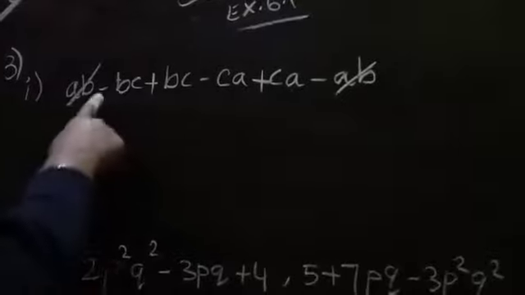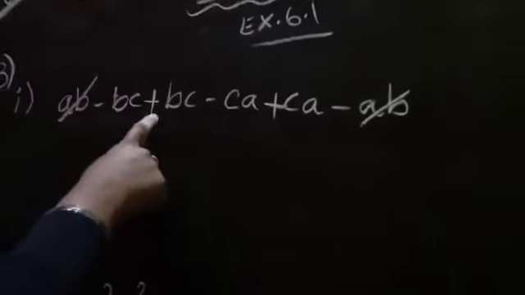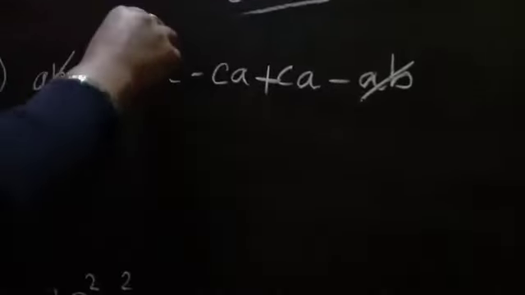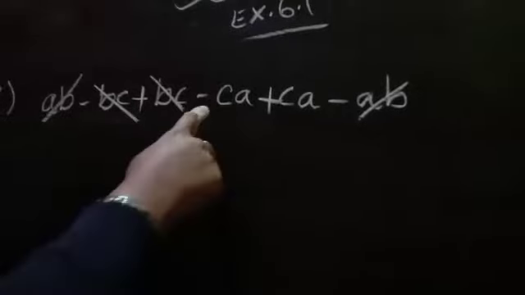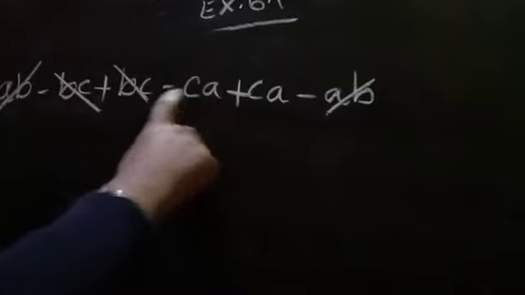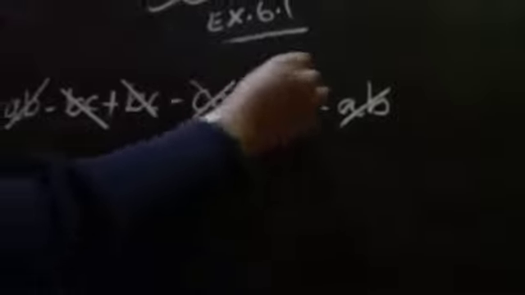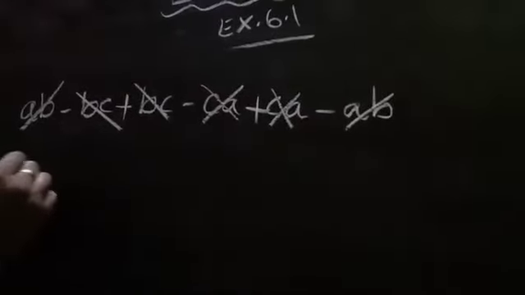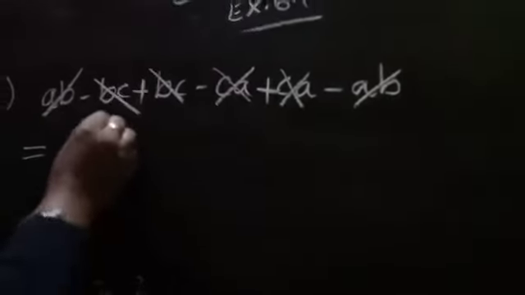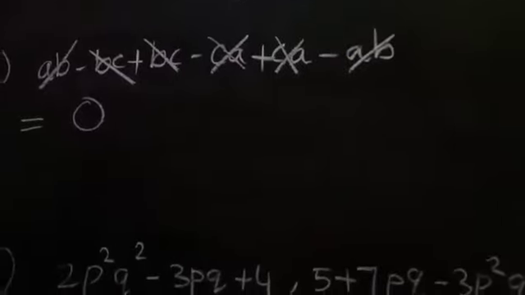Same like that. BC I have minus, BC I have plus. So both will get cancelled. Then CA plus and minus we have, this both will also get cancelled. Everything gets cancelled. I'll get 0 as the result.